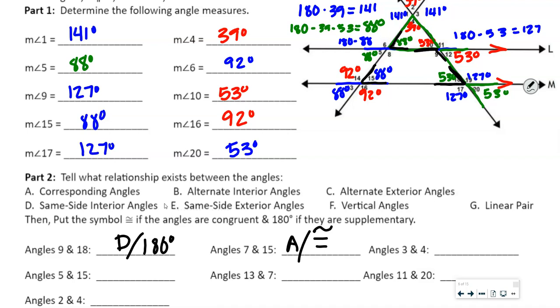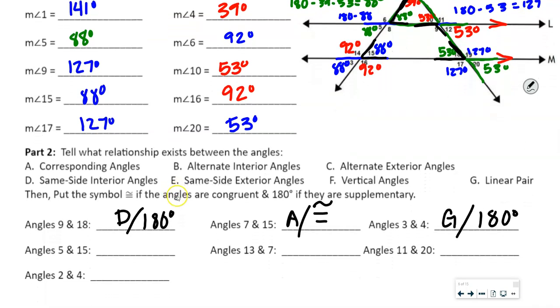And then 3 and 4. 3 and 4 up here, they form a line, don't they? So that's a linear pair. So that's G, and again, they don't look like they're the same shape, so they got to be 180 degrees, right? If they look like they're the same shape, then they're going to be congruent.